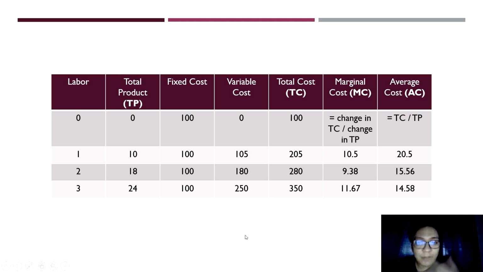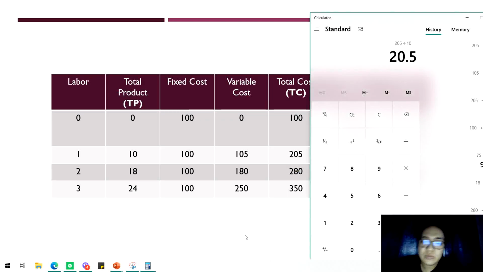Ngayon, para malaman natin kung ano yung change na naganap doon sa cost from 1 laborer into 2 laborers, we have to solve for the marginal cost or the MC. So, ang mangyayari dito, we have to find the difference of 280 minus 205. Kasi ito po yung change na naganap between the two. And that is 75. And then, we will now look for the change naman sa total product. So, that is 18 minus 10. Kasi ito po yung change na naganap. And that is 8.